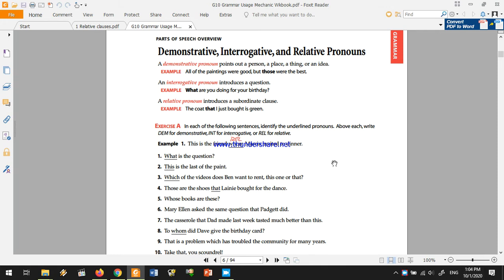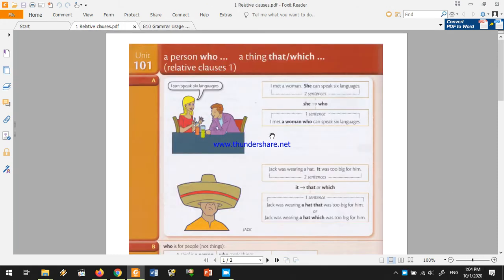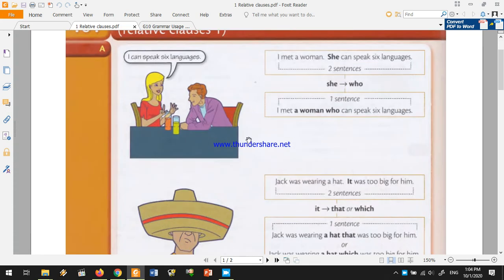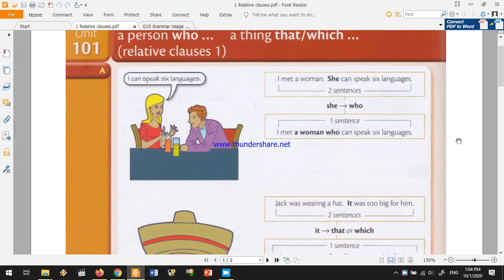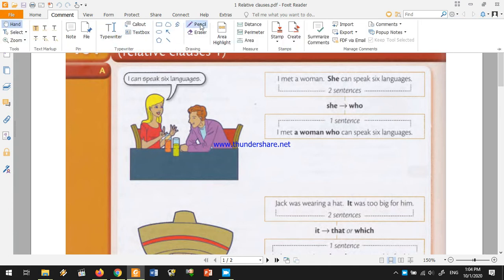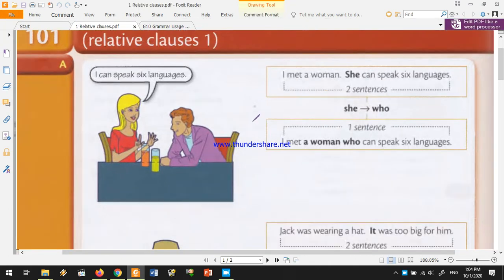Today we're gonna talk about relative pronouns. We have three relative pronouns. First is who, and that, and which. Let's take a look at this sentence. I met a woman. She can speak 6 languages. We have here two sentences. The first one ends with I met a woman. This is the first one. The second is she can speak 6 languages.